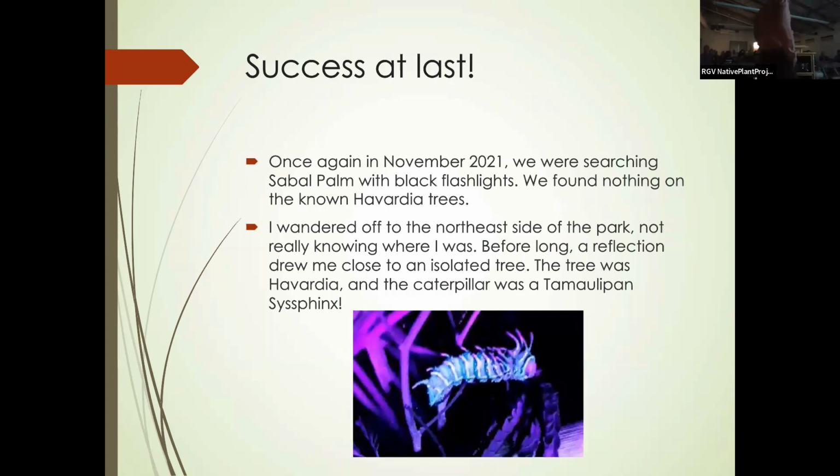And finally, in 2021, we were out in Sable Palm, and we knew where certain trees were. And we always search those. There's one, for example, before you cross the Border Patrol's road to go into the park, there's one on the right side in the little forest there. So that's where we found some Blanchard's. And we look in the park.